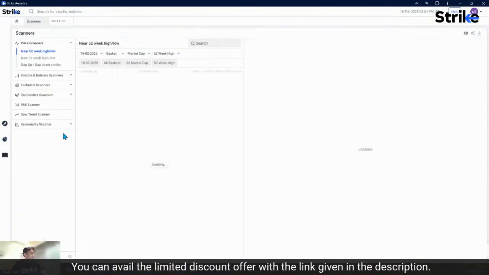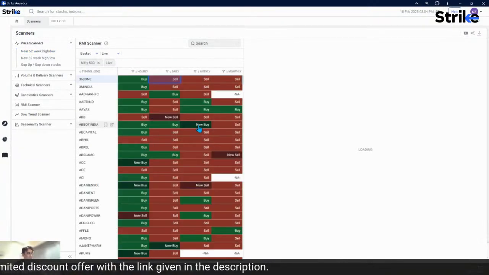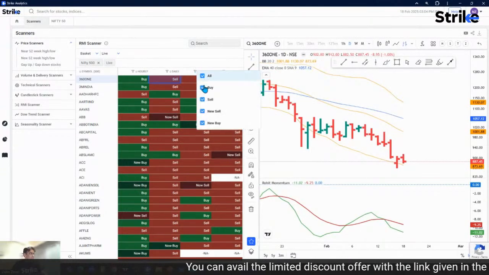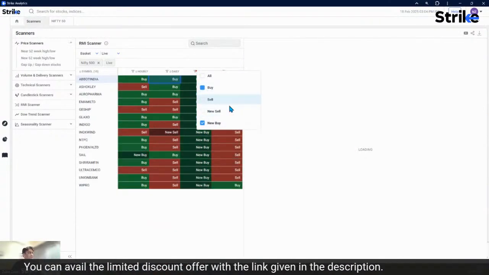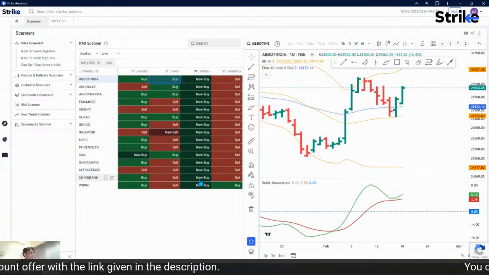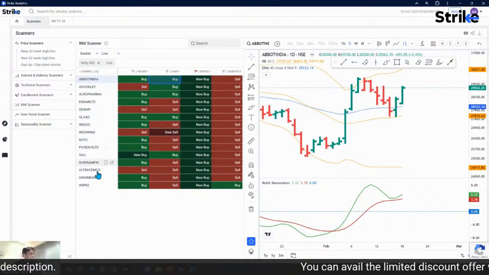Go through the scanners and say that I want stocks. I want to create a watch list of all the Nifty 500 stocks where, on the weekly, it is giving me new buys. Okay, so these are the new buys on the weekly chart. Anyone over here, listen to me very carefully. These are these 15 stocks.